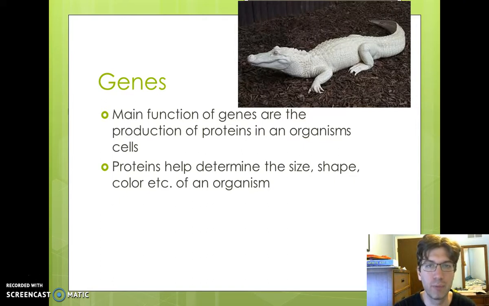So here we've got an albino crocodile. We have a mutation in it, and its skin cells are not producing the pigment protein they should be, and they're actually producing a lack of pigment in their skin cells, and that's what makes it look white.